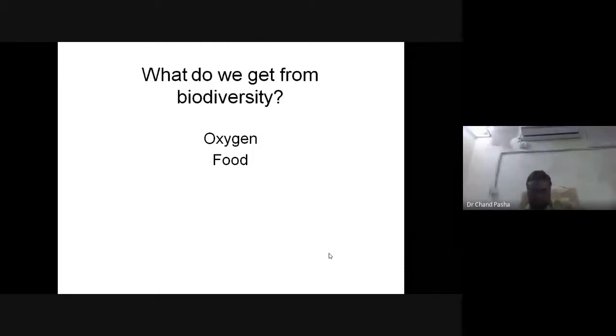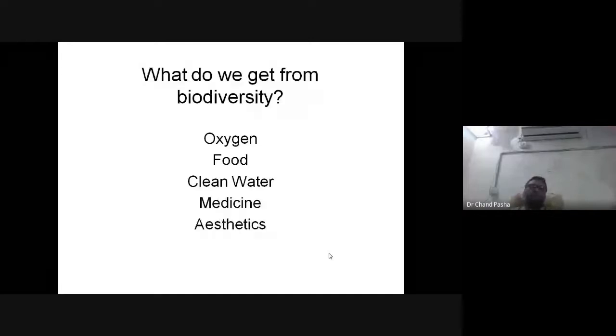Second, there is food production. Whatever food we have, we are getting plants from the forest, from the wild areas, and we are cultivating them. Even when you grow paddy in your fields, that is also one of the biodiversity. In water also, whether by rains or underground, and the medicines you are getting, and aesthetics, the appearance. Here we have clubbed intrinsic and extrinsic both, everything is explained here.